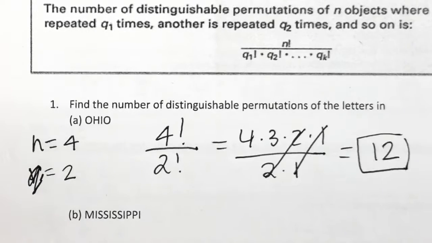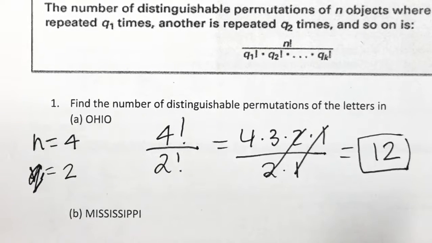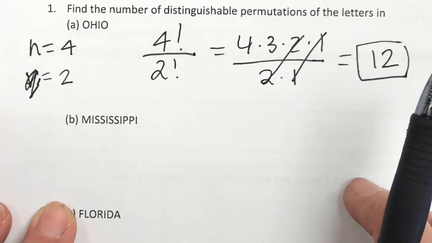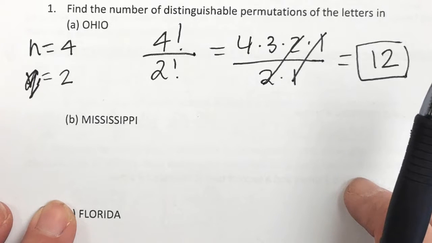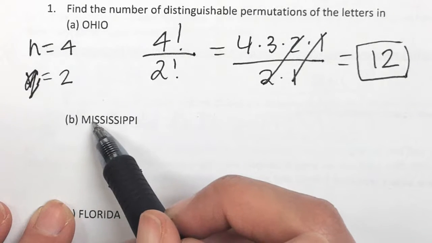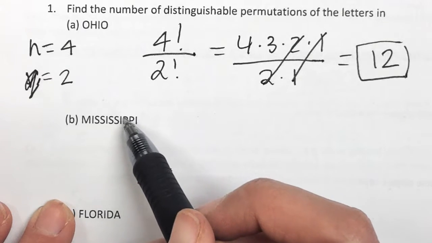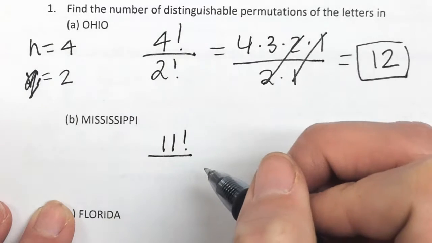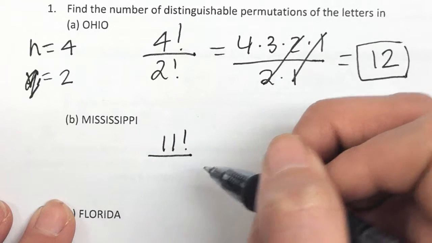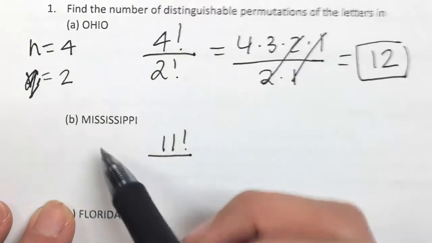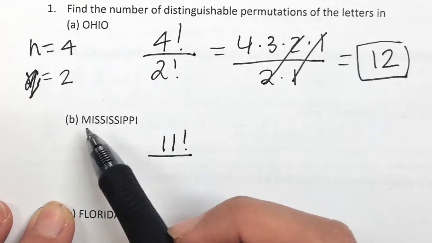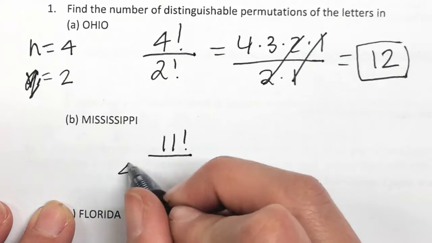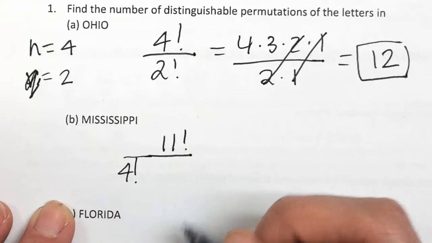Okay. Alright, let's move on to Mississippi. How many different ways could we write the word Mississippi? How many letters are there in Mississippi? Let's see. 1, 2, 3, 4, 5, 6, 7, 8, 9, 10, 11. Good, so that'll be our numerator, correct? Alright, is the letter M being repeated? What about I? How many times do you see the letter I? So it'd be 4 factorial on the bottom, but we're not done.